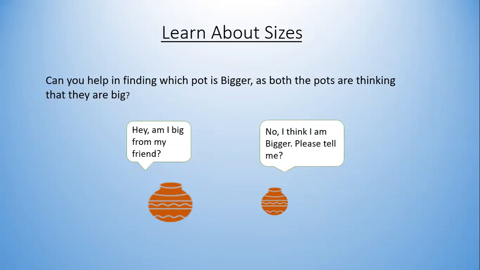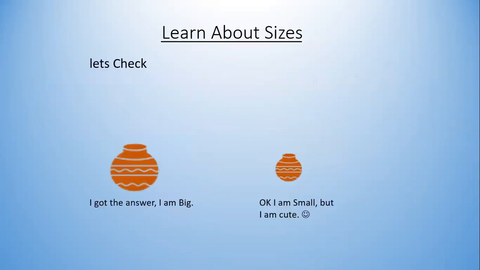Okay, now let's check the answer. I got the answer. The first one is saying, I am big, and he is right. And what is the second one saying now? Okay, I am small, but I am cute. I like it. So you got the answer? Okay.